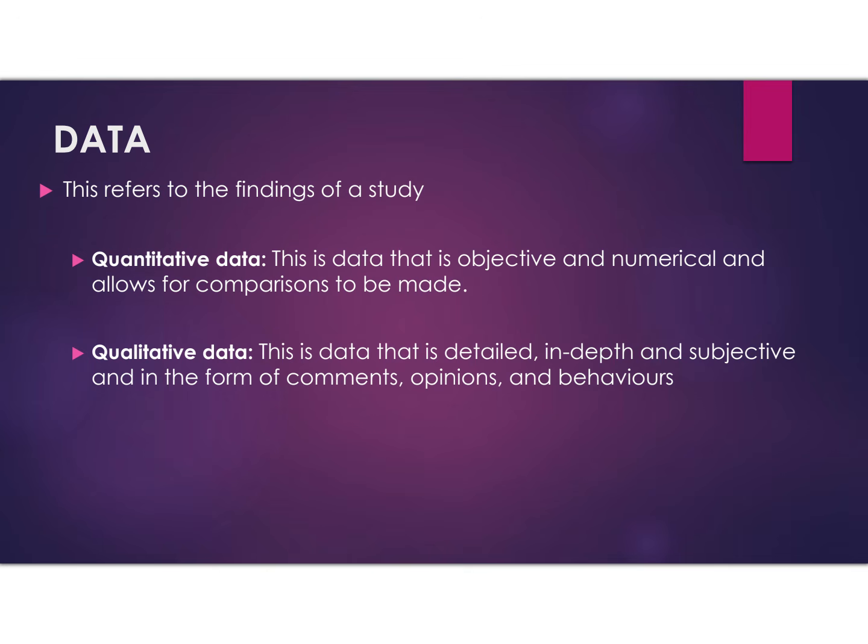Quantitative data refers to data that is objective and numerical or statistical, and it allows for comparisons to be made. It basically tells you what the results of a study are. So let's take, for example, the Milgram study. There were 40 participants.